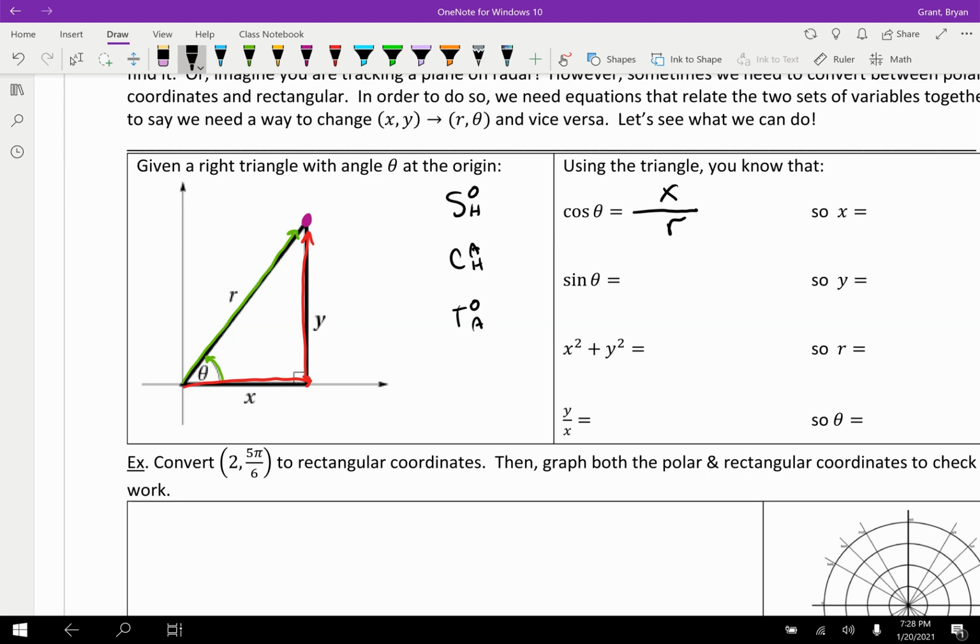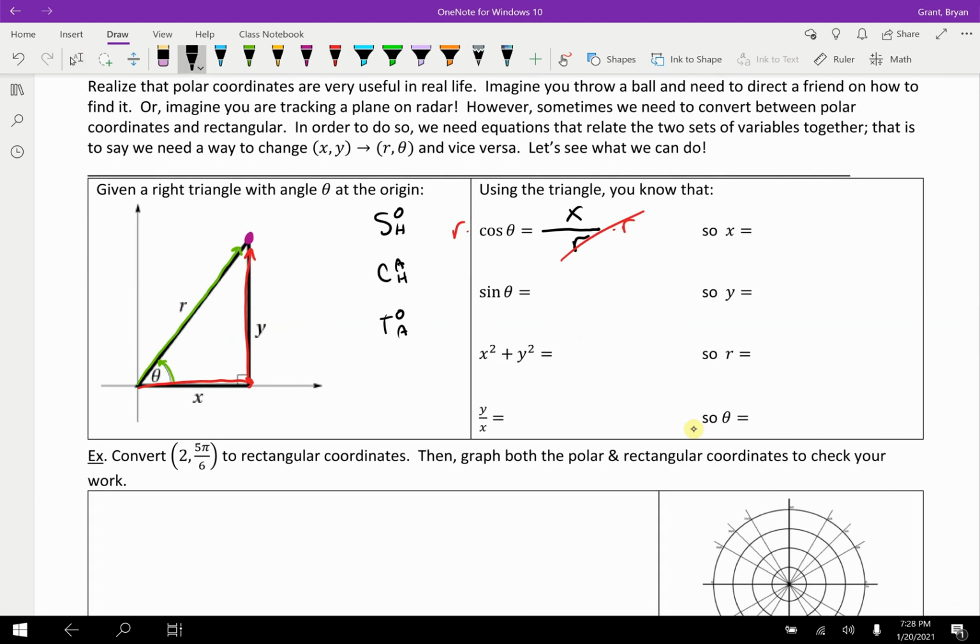And so if we wanted to not write this as a fraction, then I think we could probably multiply both sides by r here, and you can show this or not, totally your choice, but that's going to give us that x, the x coordinate, is found by multiplying r times our cosine of theta.